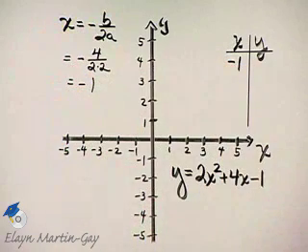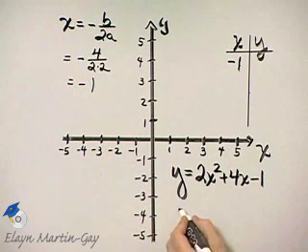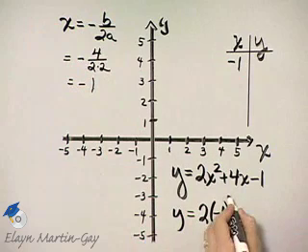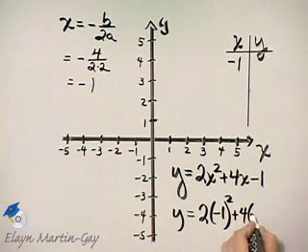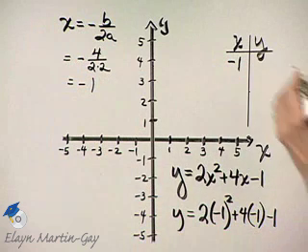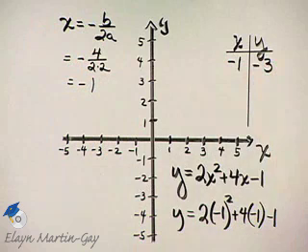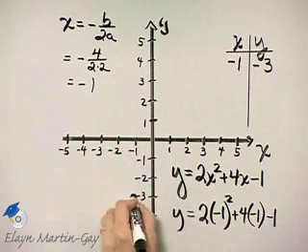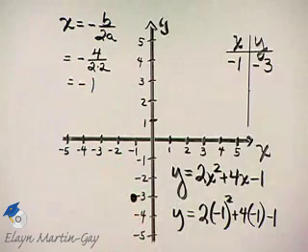Now, how do we find the corresponding y value? We let x be negative 1 throughout. Y is then going to be 2 times negative 1 squared plus 4 times negative 1 minus 1. Now, don't forget that's negative 1 times negative 1, which is positive 1. So that's 2 times positive 1. I'll let you finish that out, but the y value will be negative 3. So negative 1, negative 3, that is the vertex, don't forget.